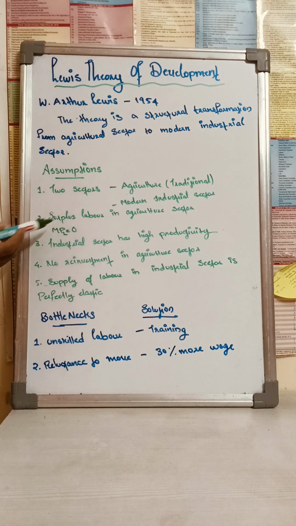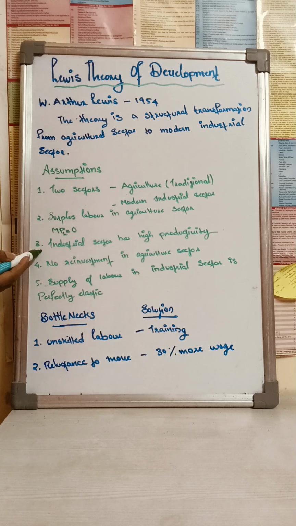Surplus labor in agriculture sector with marginal productivity of labor being zero. In the agriculture sector, there is a lot of labor that is disguised unemployment. The marginal productivity of labor is zero. So if some labor is removed from the agriculture sector, it will not affect the productivity of the agriculture sector. The production will remain the same. Industrial sector has high productivity.